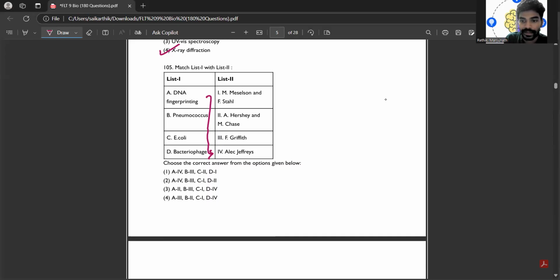Then the pneumococcus is actually by F. Griffith, correct? Then E. coli, it's all about what? E. coli, which experiment? Meselson and Stahl experiments, you will see them. Then bacteriophage is like, yes. So what would be the answer expected here? So it is the second one.